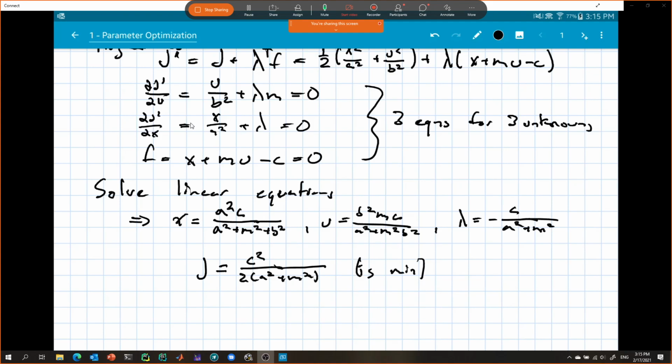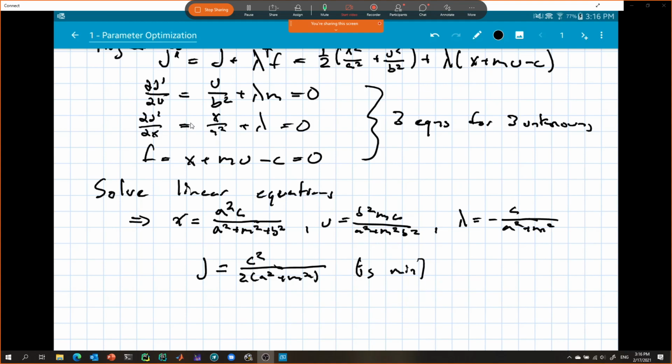Are those denominators A squared plus M squared plus B squared? No, for U it's A squared plus M squared B squared. It's times B squared. Okay, for U. But for X, it is added, right? If any of you have Bryson and Ho, it's added. So let me actually check because I was looking off notes that I copied. So it is X is A squared C over A squared plus M squared B squared.